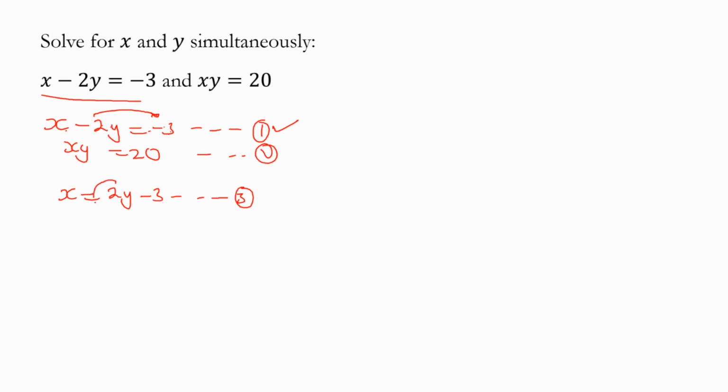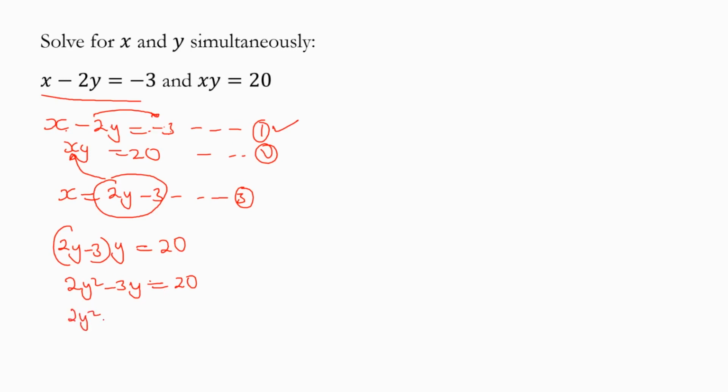And then where there is x, we are going to put 2y minus 3. So it's 2y minus 3 times y is equal to 20. In that, 2y squared minus 3y is equal to 20. Now we have to get our standard form. So it's 2y squared minus 3y minus 20 is equal to 0. So we have our standard form there.